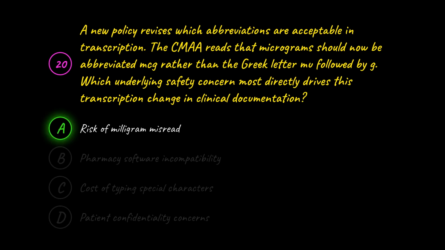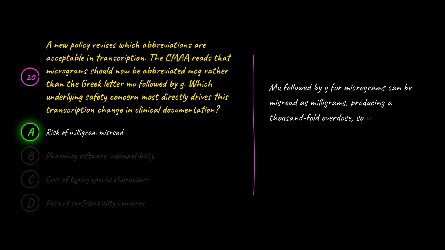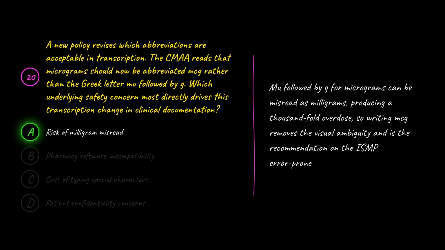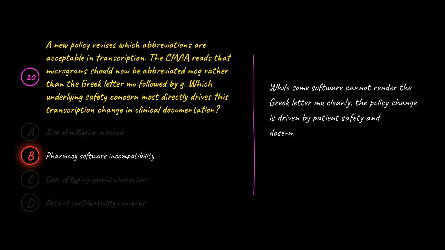The correct answer is A. Risk of milligram misread. A is correct because mu followed by G for micrograms can be misread as milligrams, producing a 1,000-fold overdose. So writing MCG removes the visual ambiguity and is the recommendation on the ISMP error-prone abbreviations list for safety. B is wrong because while some software cannot render the Greek letter mu cleanly, the policy change is driven by patient safety and dose misreading risk, rather than pure software display problems in the pharmacy system.